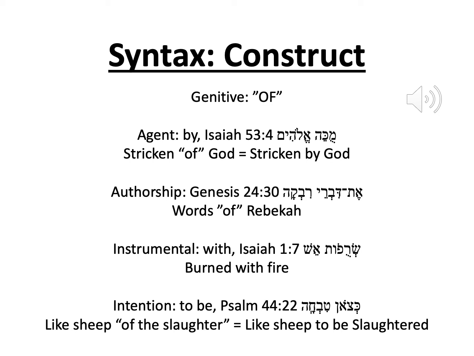We also have an intention in Psalm 44:2, to be. So this is sheep of the slaughter, but really this is meant to be like sheep to be slaughtered. What it is that's going to happen to them. They're going to be slaughtered. So here's four usages of the genitive that don't use the word of.